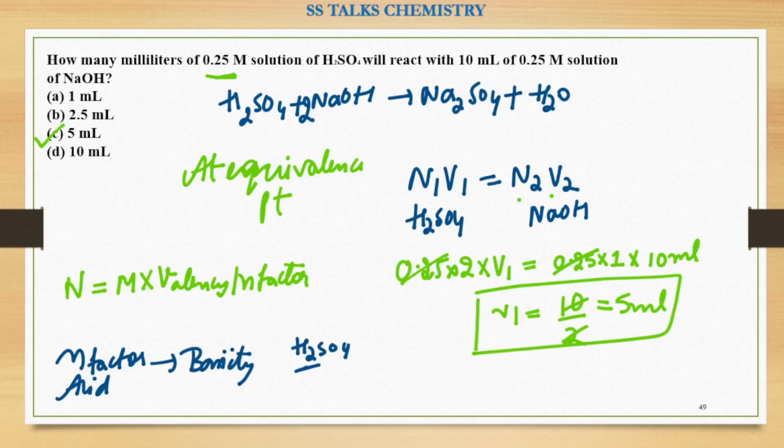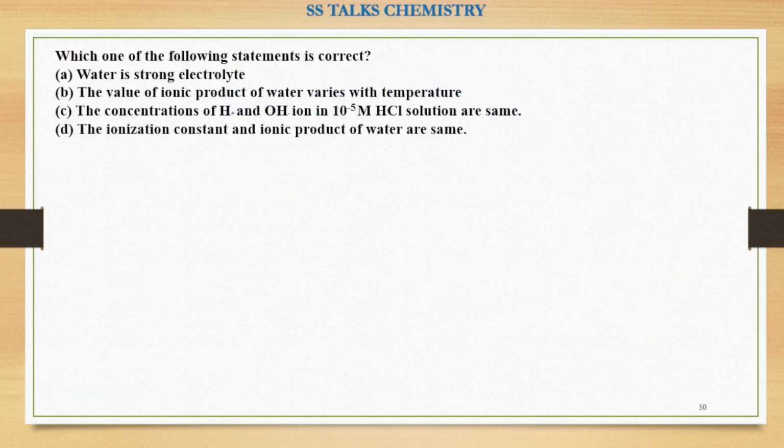Okay, moving on to the next one. This question asks which one of the following statements is correct. The first option says water is a strong electrolyte. Is water a strong electrolyte? No. Water is a weak electrolyte. It shows only partial dissociation. Next is the value of the ionic product of water varies with temperature. This statement is the true one.